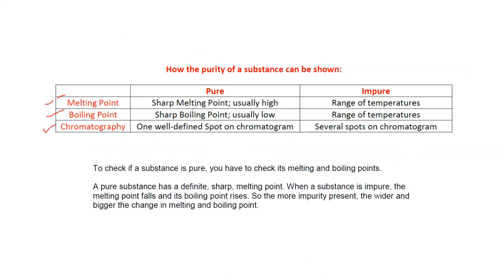If it is a pure substance, it will have a sharp melting point. If it is an impure substance, it will have a range of melting points. If it is a pure substance, it will have a sharp boiling point, and if it is impure, it will have a range of boiling points. A range of boiling points means it can boil over a range of temperatures. Normally, when a substance is impure, the melting point will decrease and the boiling point will increase. And in chromatography, we will have several spots, so we can identify that the substance is impure.